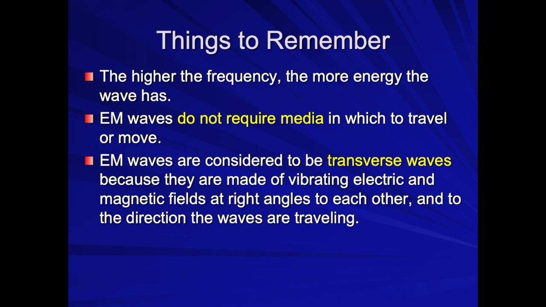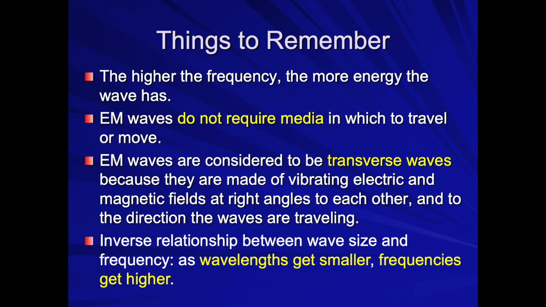EM waves are considered to be transverse waves because they are made of vibrating electric and magnetic fields at right angles to each other and to the direction the waves are traveling. An inverse relationship between wavelength and frequency exists. So as wavelengths get smaller, frequencies get higher.